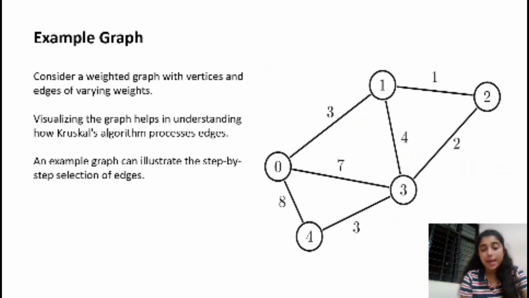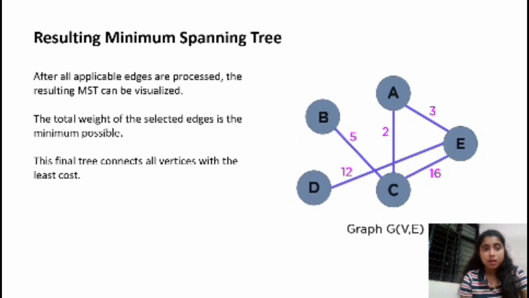Example graph. In this example, consider a weighted graph with vertices and edges of varying weights. Visualizing the graph helps in understanding how Kruskal algorithm processes edges. An example graph can illustrate the step-by-step selection of edges. Resulting minimum spanning tree. After all applicable edges are processed, the resulting minimum spanning tree can be visualized. This final tree connects all vertices with the least cost. The total weight of the selected edges is the minimum possible.